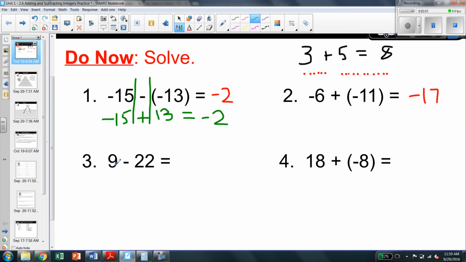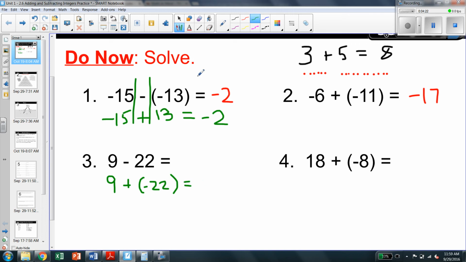Okay, number 3, 9 minus 22. Subtraction problem again. I don't like those. I'm going to rewrite this as 9 plus, this was a positive 22, now it becomes negative 22. And you might be wondering, why did I put in parentheses? Well, that's because a positive and a negative right next to each other look weird. So we put in parentheses to draw our attention to the fact that they're 2 separate things.